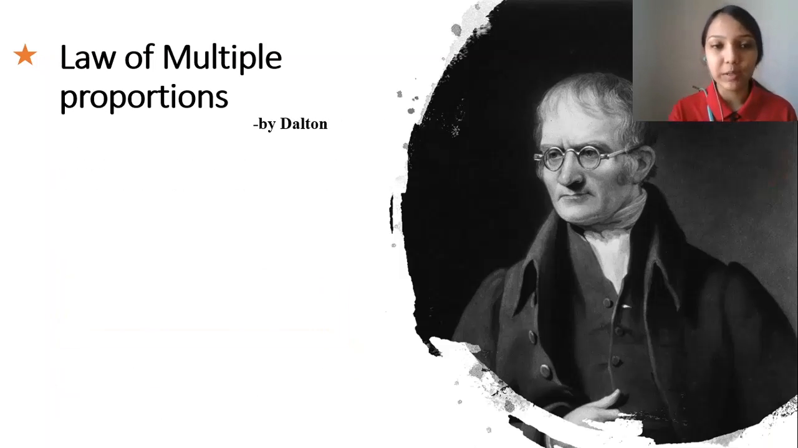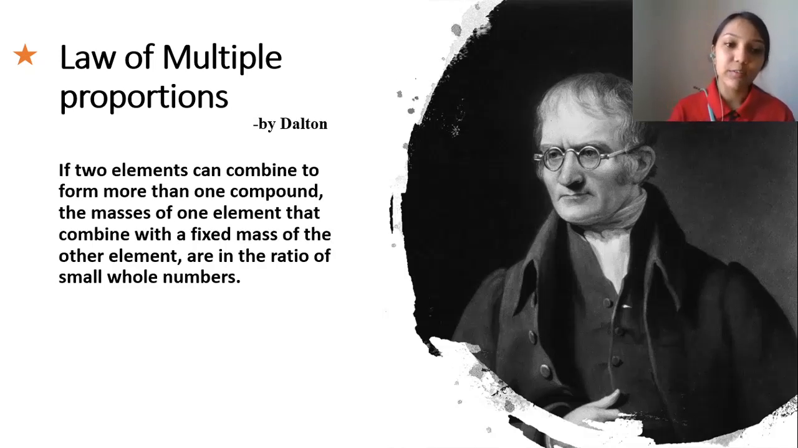Next is the law of multiple proportions, and this was given by Dalton. And he stated if two elements can combine to form more than one compound, then the masses of one element that combine with the fixed mass of the other element are in the ratio of whole numbers. So he says that when two elements combine to form a chemical compound, one element has a fixed mass and the mass of the other element which combines with this is in whole number ratios when they give two compounds.